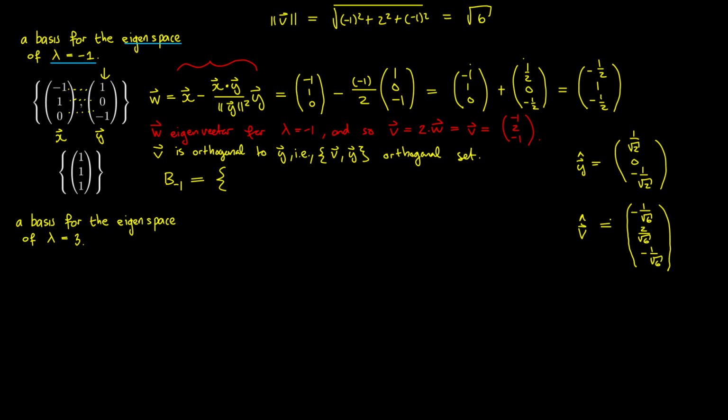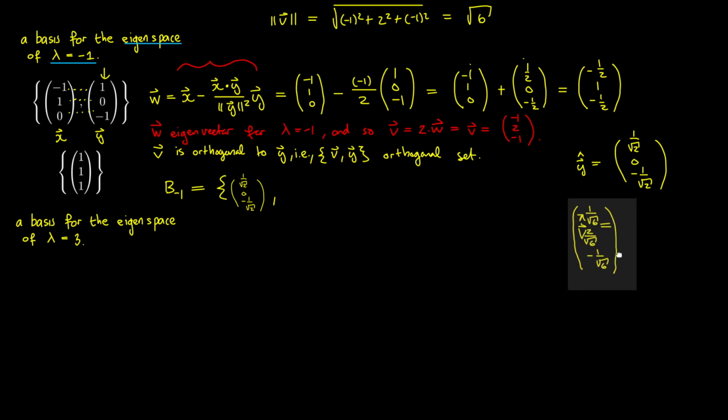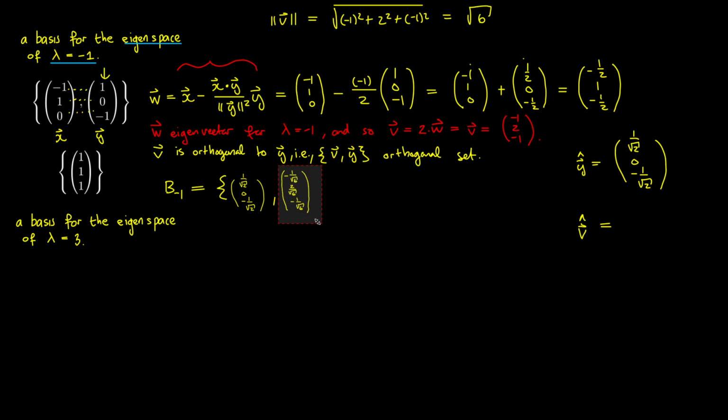Now these are going to be our two vectors here, so I'll just copy them. Our first vector is this one, and our second vector is this one here. And so finally we found our orthonormal basis for the eigenspace corresponding to lambda equal to -1. After a long enough time, we finally got there.